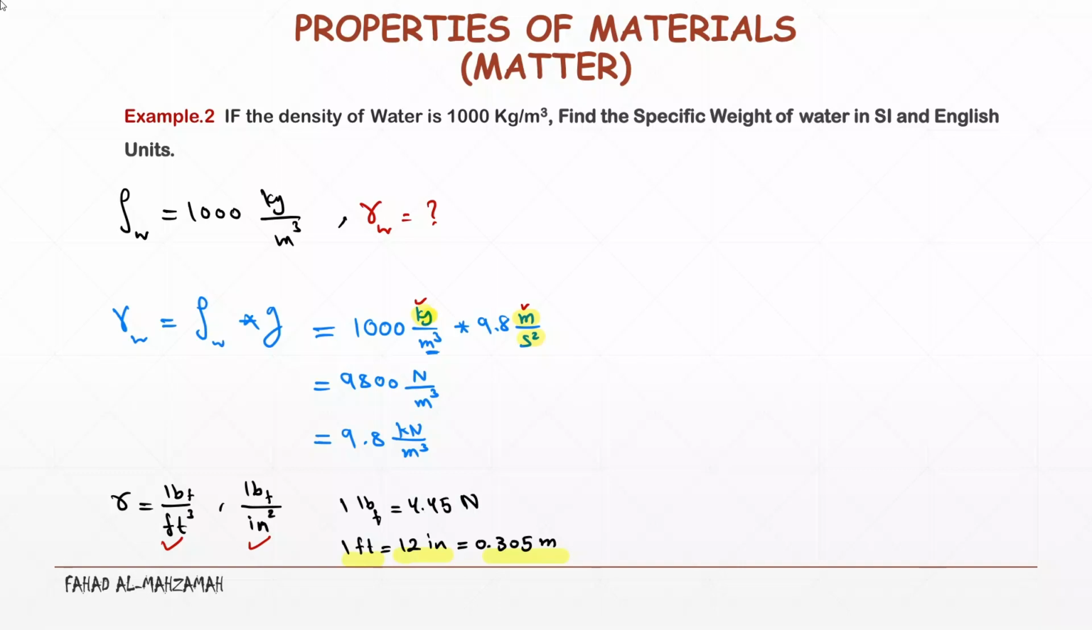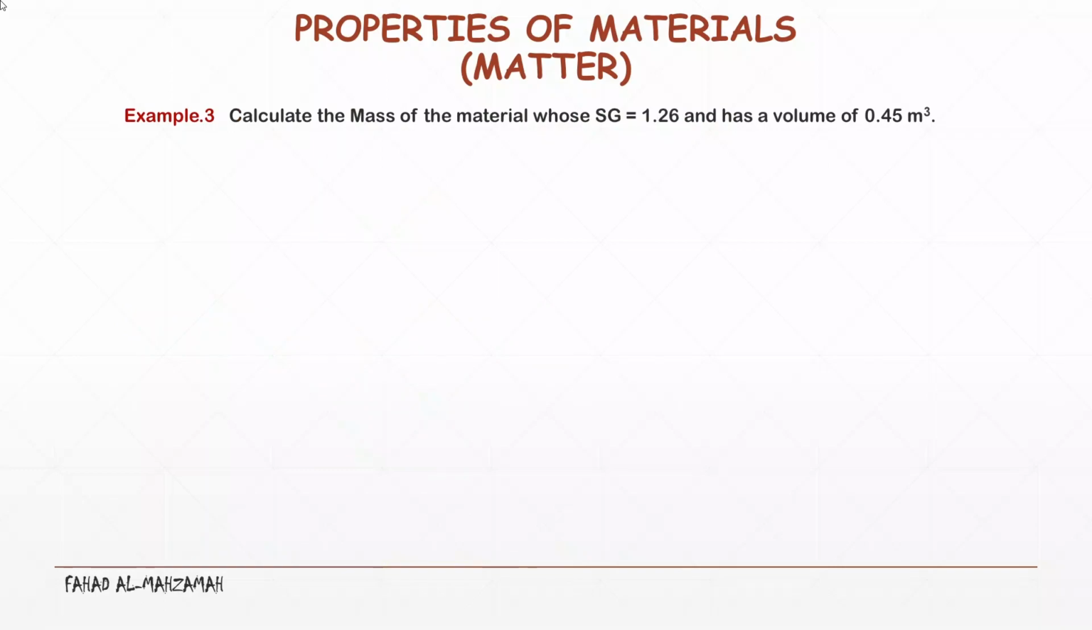You can cube the whole relation and solve it as an equation, okay? In the equation we said whatever you do on one side, you do the same on the other side to keep the balance. So you can square both sides, you will get feet square as a relation with meter square or inch square, and you can cube both sides to get cubic feet with cubic meter and cubic inch relation. Okay, so example 3, here it says calculate the mass.